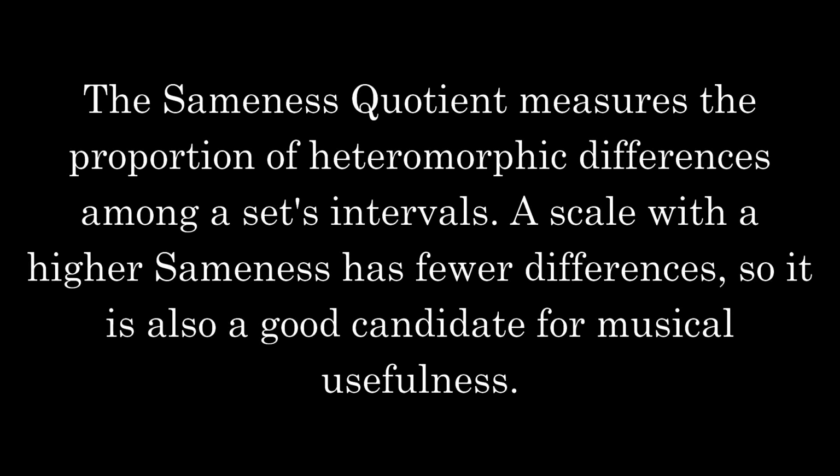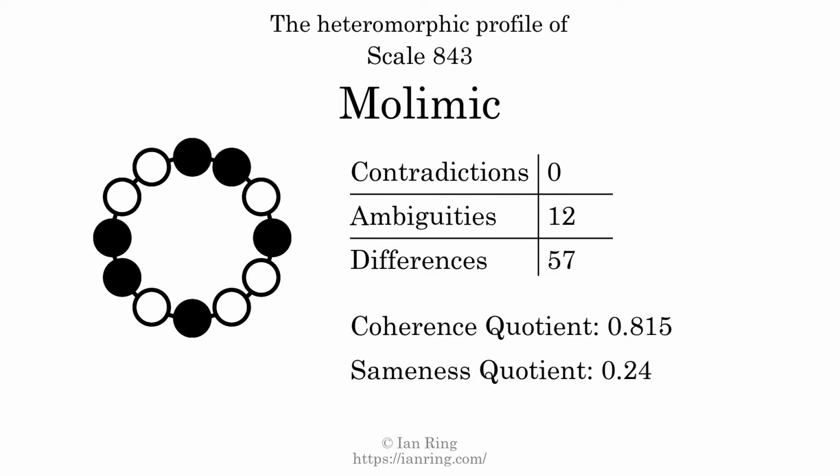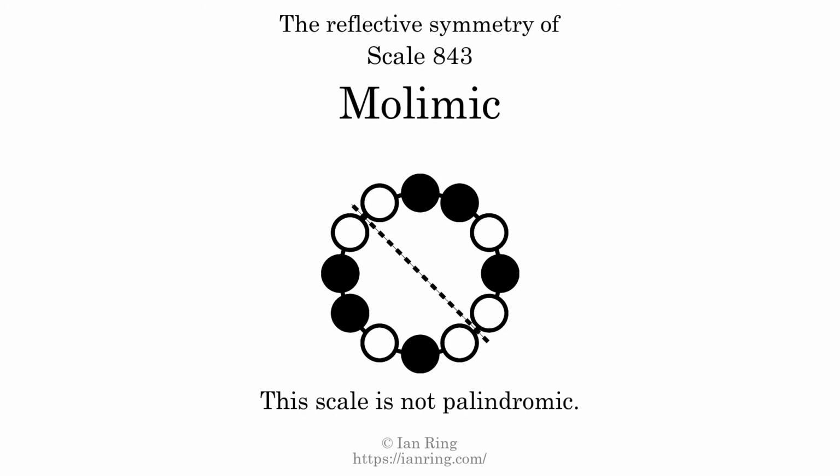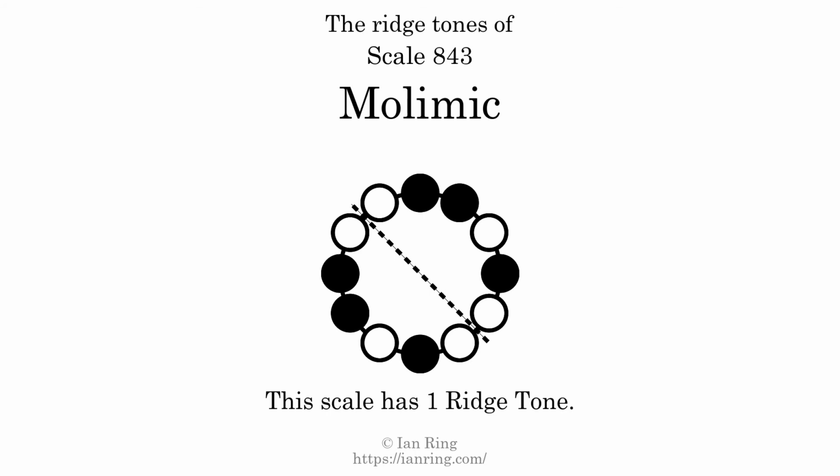The sameness quotient measures the proportion of heteromorphic differences among a set's intervals. A scale with a higher sameness has fewer differences, so it is also a good candidate for musical usefulness. The sameness quotient is 0.24. This scale has reflective symmetry across an axis positioned 4.5 semitones from the root. This scale has a different pattern of intervals ascending and descending, so it is not palindromic. This scale has one ridge tone.